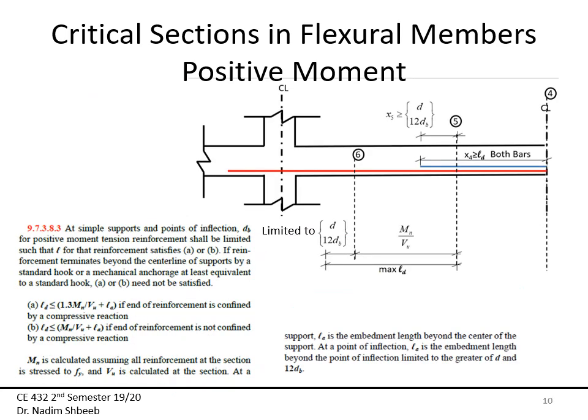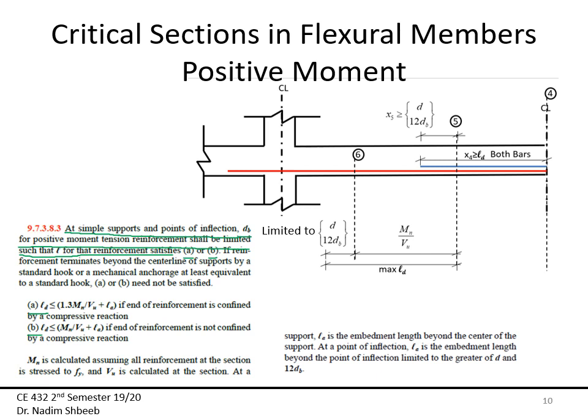Moving on now to section 6. Section 6 is what we call an inflection point, and that's where the moment changes from positive to negative or zero. The caveat with this is that it can be done at simple supports and points of inflection. The diameter of the bar for positive moment tension should be limited such that ld for the reinforcement satisfies A or B. So this is A and this is B.